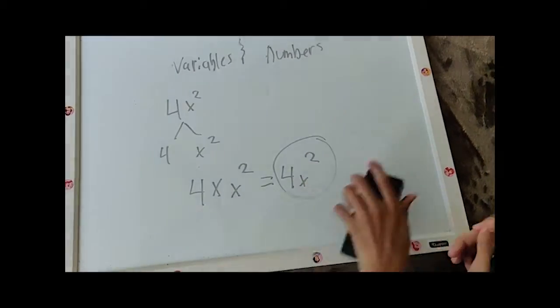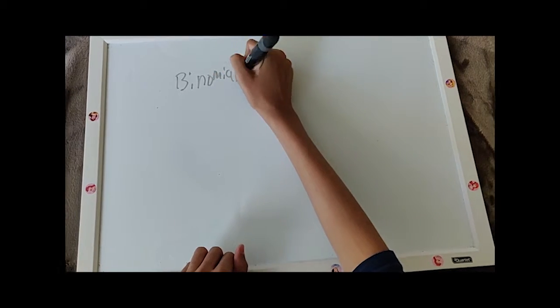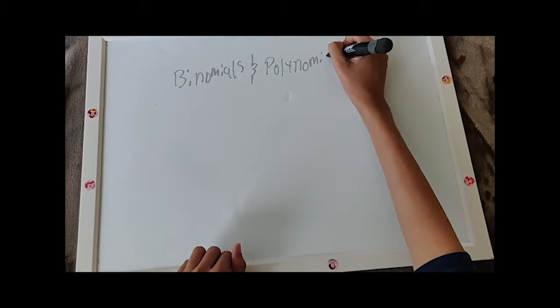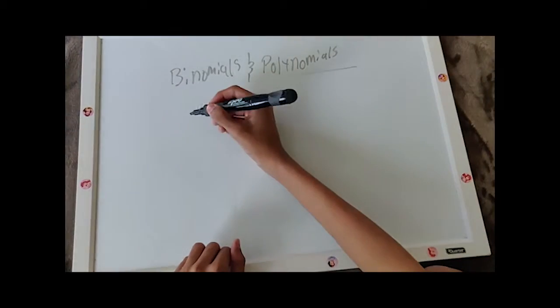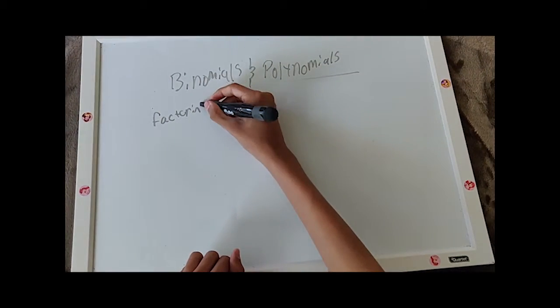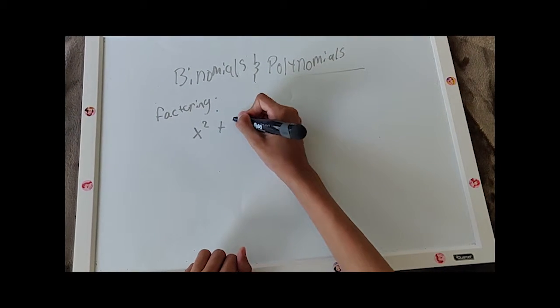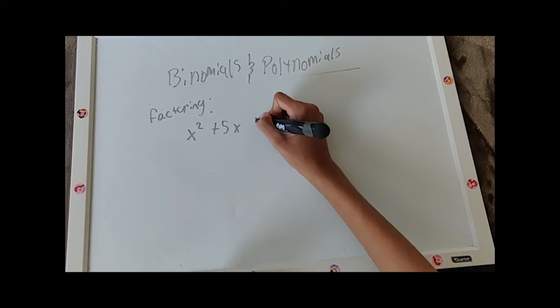Now, if we combine these two ideas with number factors and variable factors, we can create factors with binomials and polynomials. Polynomials can be created by multiplying two binomials together. Thus, we can use a process known as factoring to create binomials from a polynomial. Factoring polynomials is more complex than factoring numbers and variables.